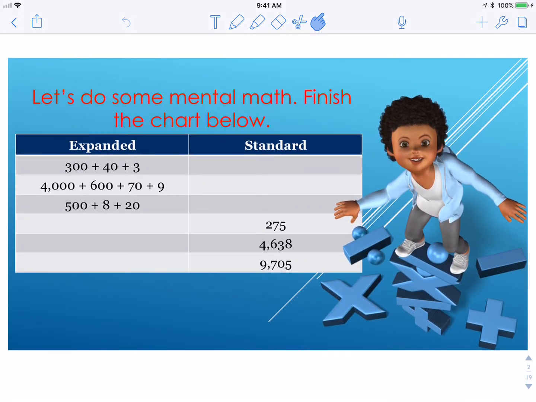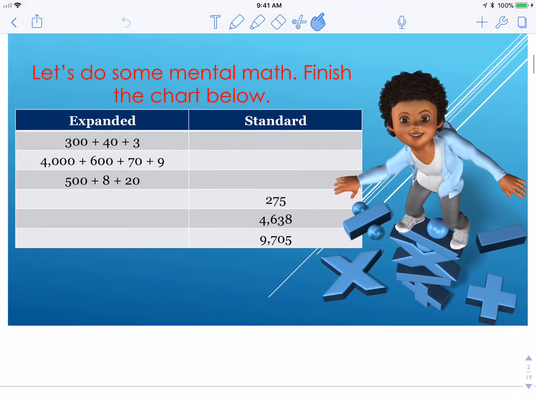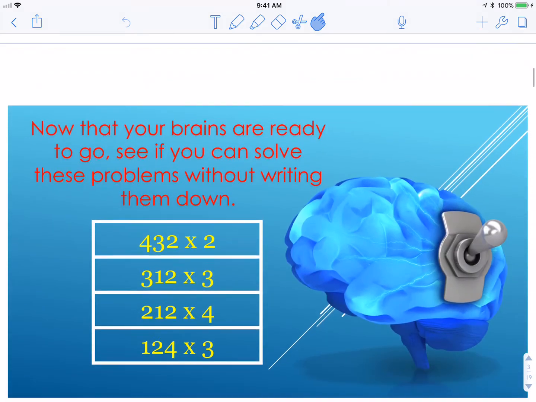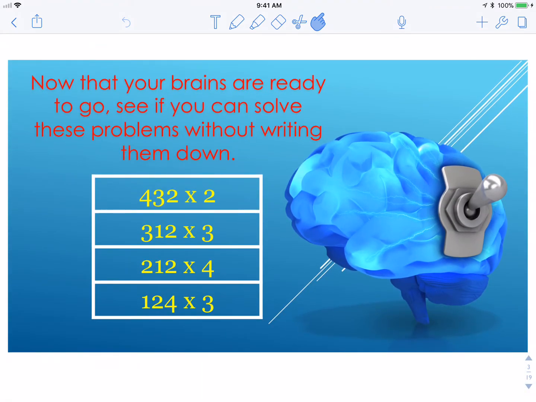Okay, let's do some mental math. Finish the chart below. So you see you have expanded form and then you have standard form. Go ahead and fill in the chart and proceed when you are ready. Okay, now that your brains are ready to go, see if you can solve these problems without writing them down.